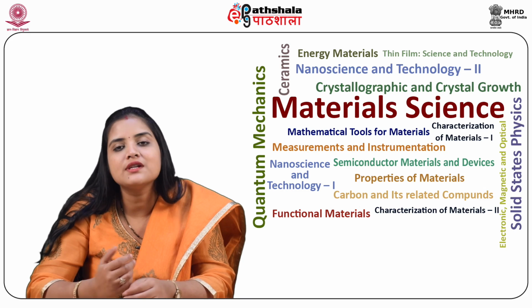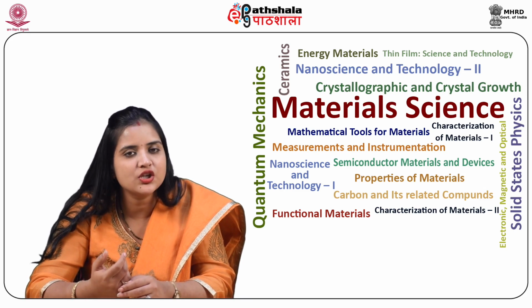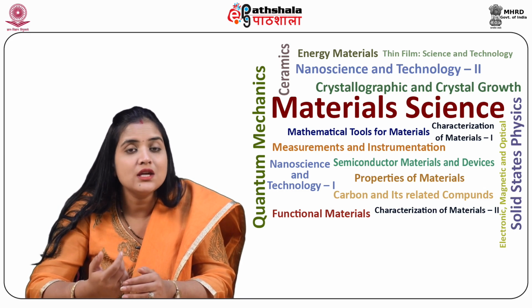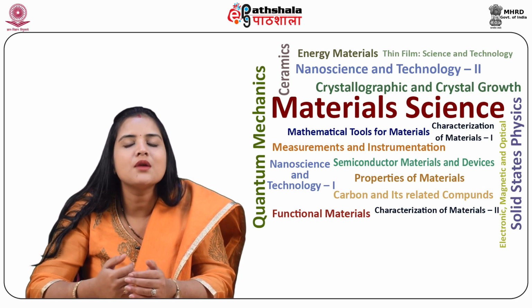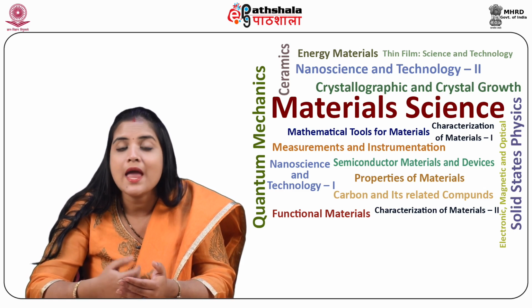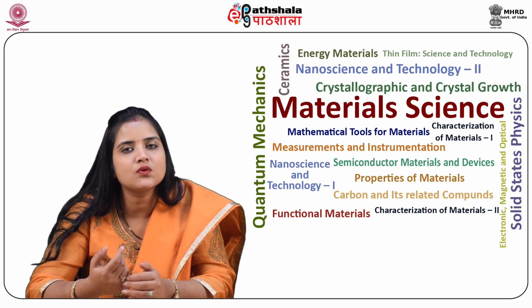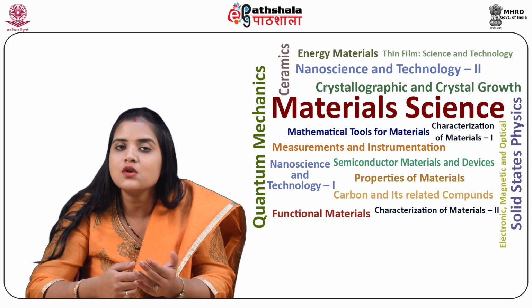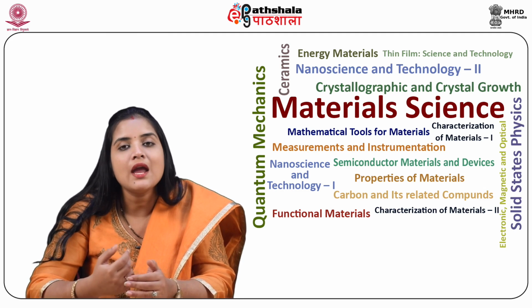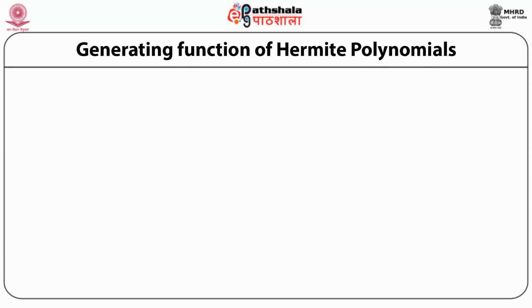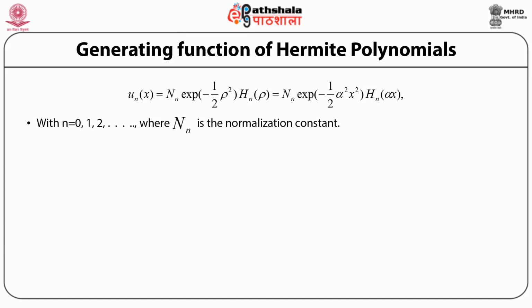We thus finally arrive at the result that the energy eigenfunctions of the harmonic oscillator are given by u_n(x) equals N_n into exponential of minus rho square by 2 into H_n(rho), which is equal to N_n into exponential of minus alpha square x square by 2 into H_n(alpha x), with n equals 0, 1, 2 and so on, where N_n is the normalization constant.